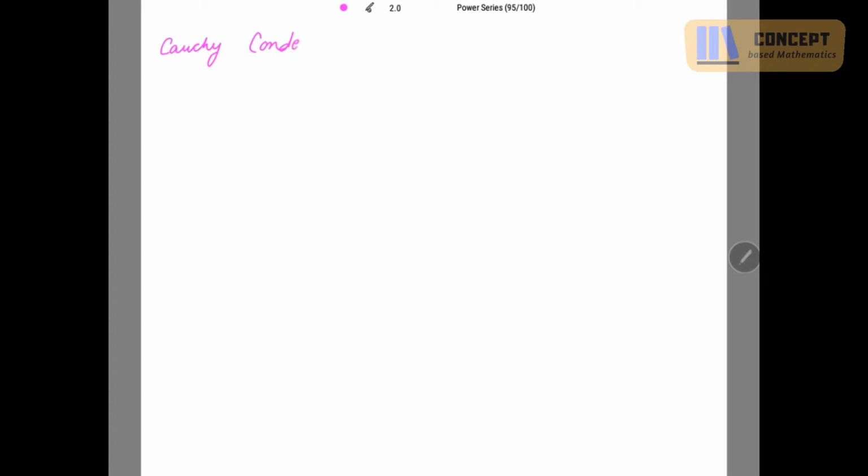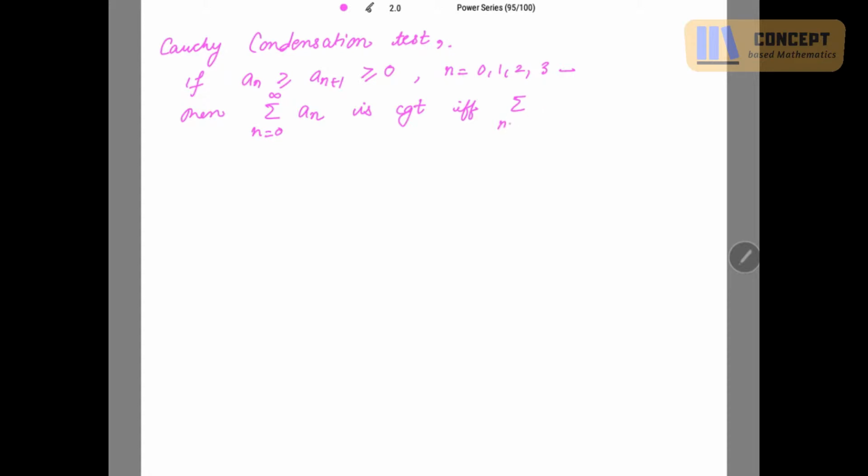Do you remember this test? This test says that if a_n is greater than or equal to a_(n+1), further greater than 0, for n = 0, 1, 2, 3, then the summation n going from 0 to infinity of a_n is convergent if and only if the summation n going from 0 to infinity of 2^n a_(2^n) is convergent.